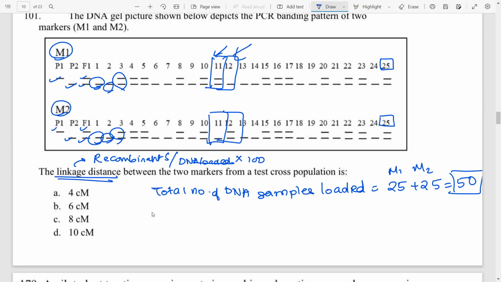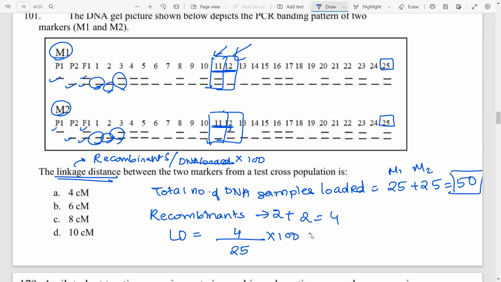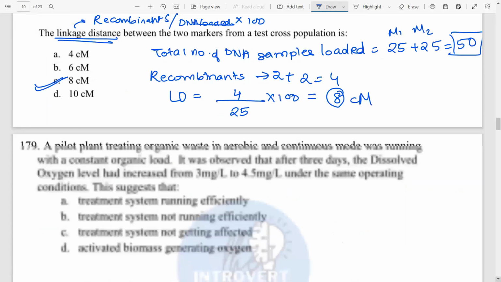Now if I ask you the recombinant total, the total number of recombinants will be how much? Here you have two positions where there is recombinant, and here also you have two positions where there is recombinant. So that will be 2 plus 2, that is 4. Now for your linkage distance, put in the formula: number of recombinants 4 upon the DNA loaded 25 into 100. And this comes out to be how much? Yes, it comes out to be 8 centimorgan. So the answer to this question is 8 centimorgan.